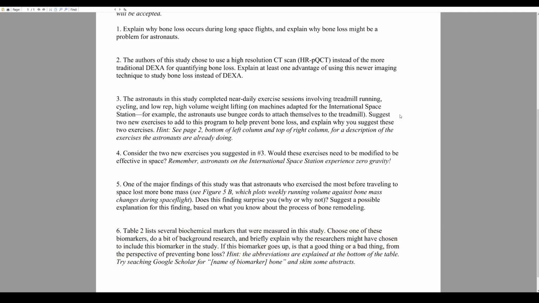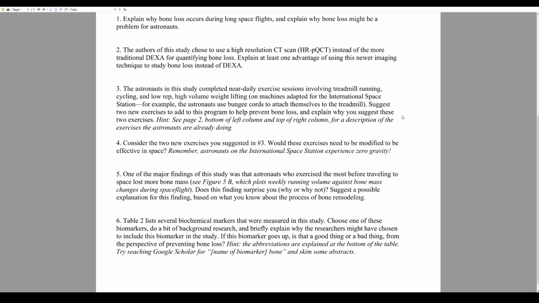And what I'm asking you to do in number six is take a look at the list of all the biochemical markers that were measured in this study, and then just pick one of them, whichever one you want, and do a little bit of background research and explain to me why that biochemical marker might have been in this study. And then if that biochemical marker goes up or down, is that good or bad? So some of those biochemical markers are indicators of bone synthesis. Some of them are indicators of bone resorption. So maybe explain to me if that thing goes up or down, is that good or bad?